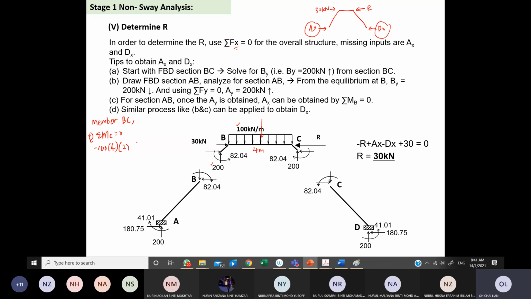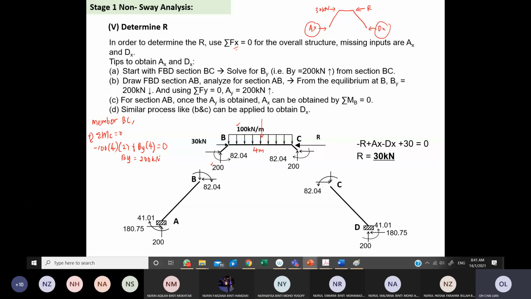Then how about BY? Is it plus or minus? Plus BY, multiply by the distance, sorry, the distance is 4. Yes, so equal to 0, right? So what do you get for your BY? 200. Yeah, thank you very much.